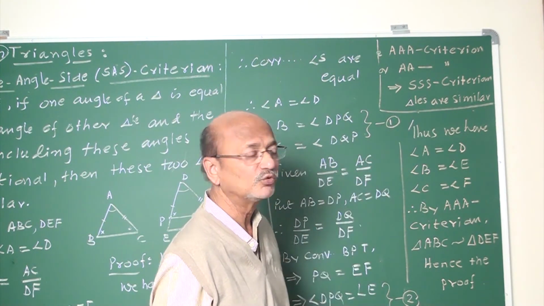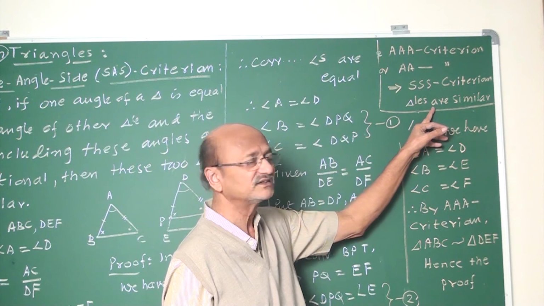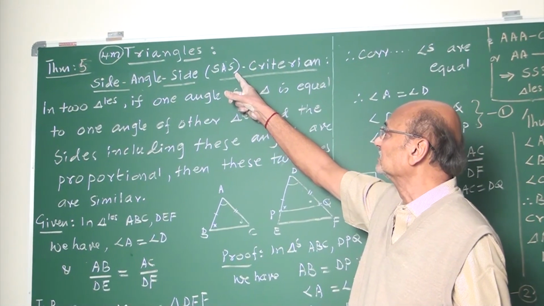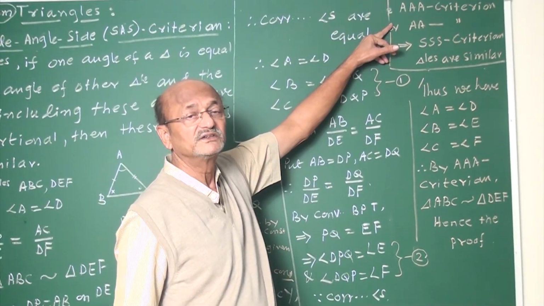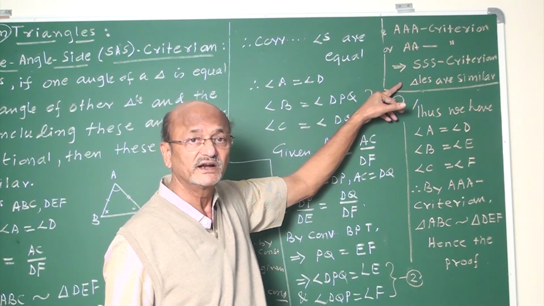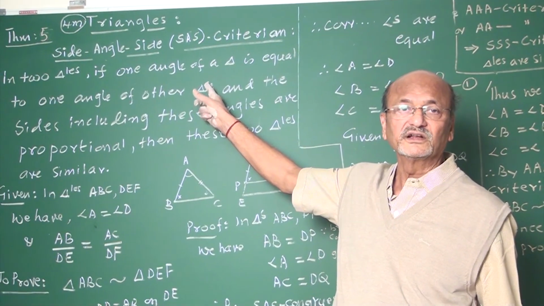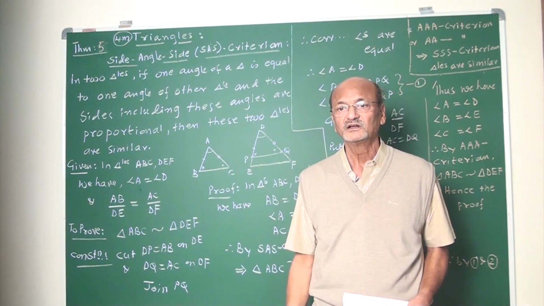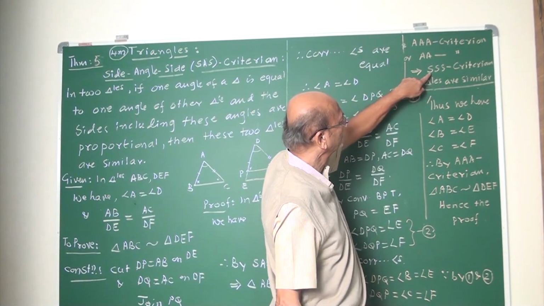Then next I proved the triple S criterion, which also implies triangles are similar. Thus I proved the SAS criterion. This also implies triangles are similar. Thus triple A similarity criterion, double A similarity criterion, triple S similarity criterion, and SAS similarity criterion. In all these four cases, my friends, triangles are similar. Especially these are there: triple A, triple S and SAS.